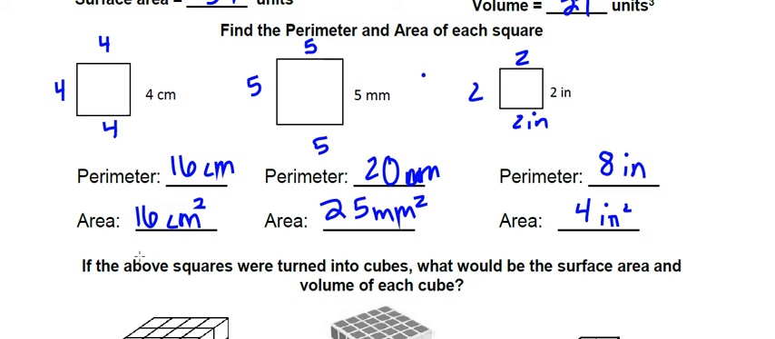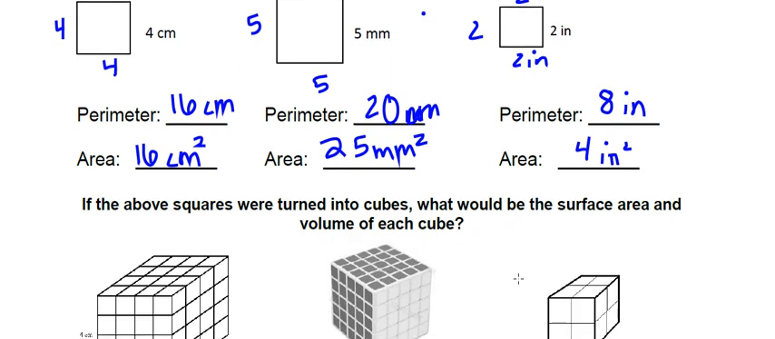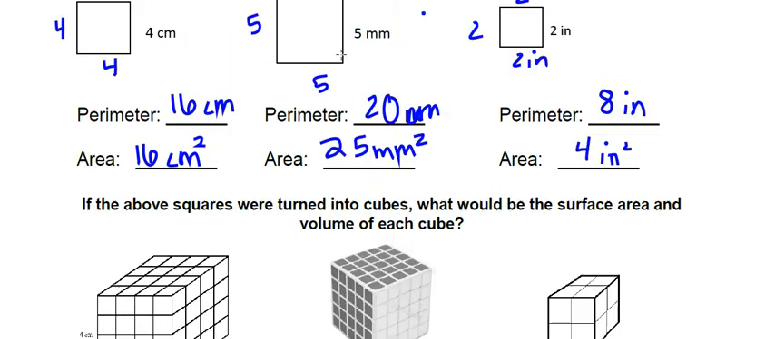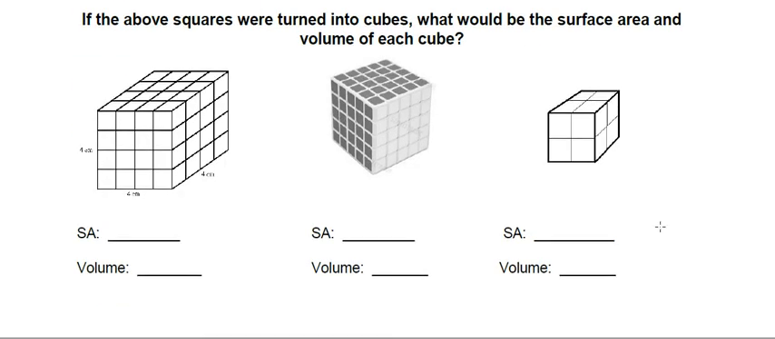All right, so basically now it's saying that we're taking these squares, we're turning them into cubes, and I want to know what the surface area and the volume would be. So basically, if this is a 4 by 4 square, it becomes a 4 by 4 by 4 cube. If this was a 5 by 5 square, it becomes a 5 by 5 by 5 cube, and so on and so forth. So in this first question here, let's start with volume because that's the easiest one.